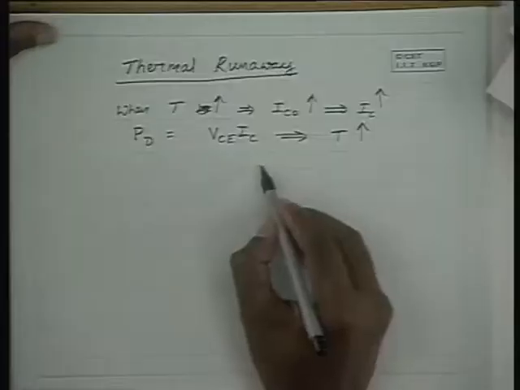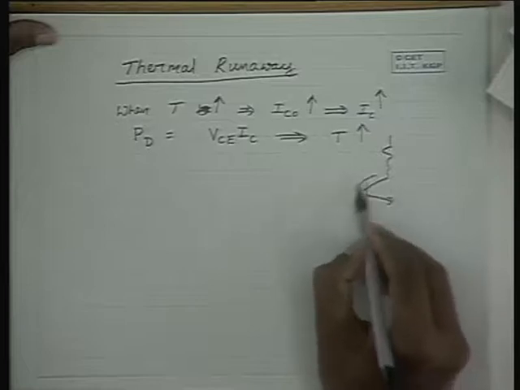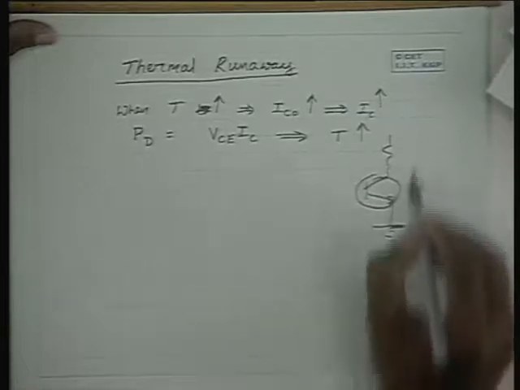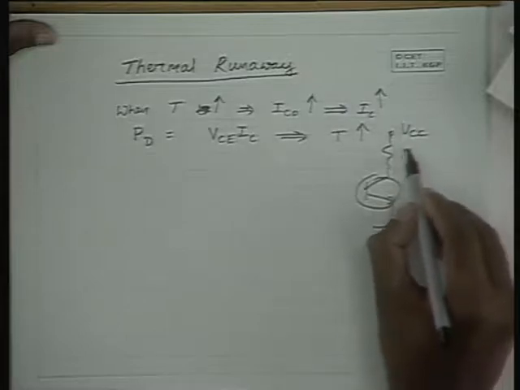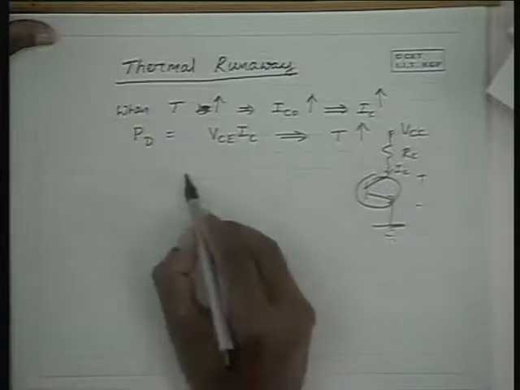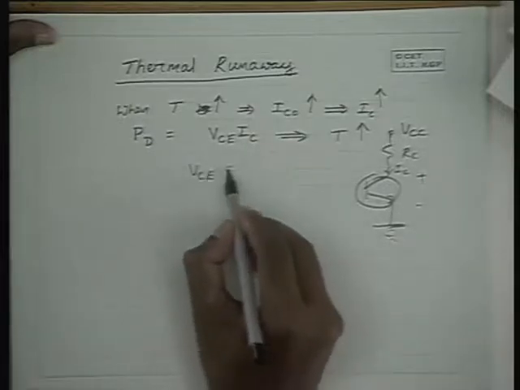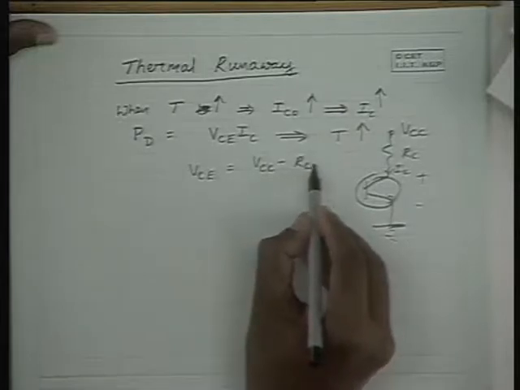Now, from the output circuit side, even in the case of a fixed bias circuit, if this is VCC and this is RC and this is IC, now VCE is equal to VCC minus RC into IC.